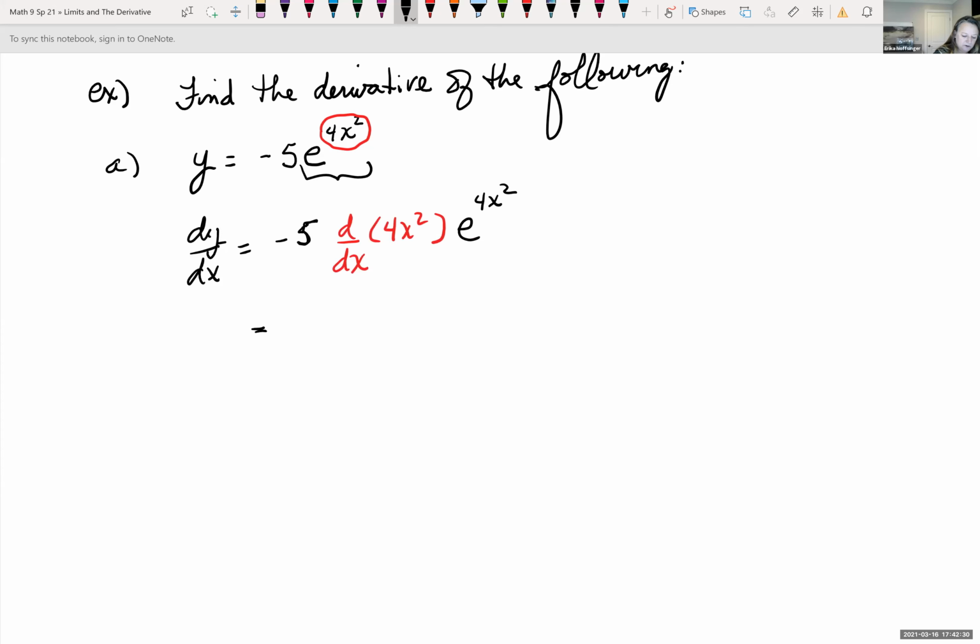So this is equal to -5 times the derivative of 4x squared. So bring our power down front and multiply it to that 4. So 2 times 4 is 8x, subtract 1 from our power, times e to the 4x squared. So clean it up a little bit, -5 times 8. So this is -40x e to the 4x squared.